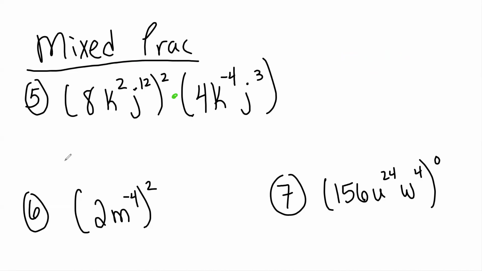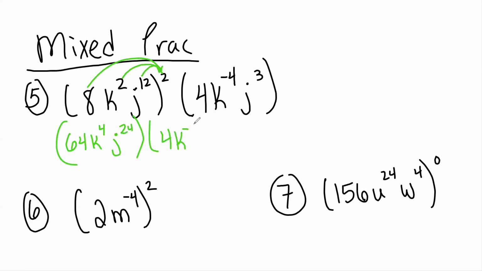Technically, there's a multiply right here. We just sometimes don't write it. If we run stuff together, that means multiply. So 8 squared is 64, and then do 2 times 2, so that would be k to the fourth. 12 times 2 would be j to the 24th. And then we'll just drop the rest, and now we're multiplying.